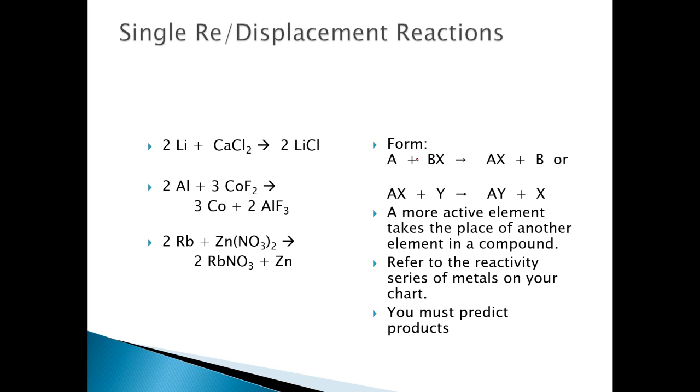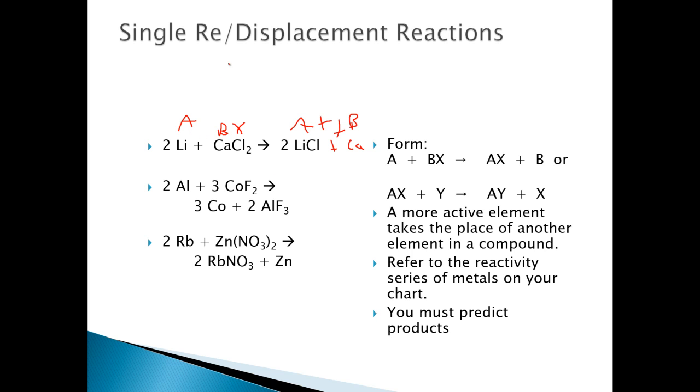This is where one thing replaces another in a reaction. So here's our form here. A plus BX goes to something else, which in this case is AX plus B. And you can see I forgot the calcium here. That's it. You could see what happened.